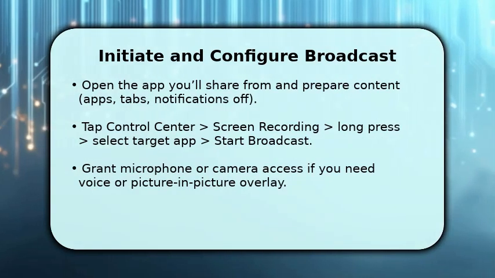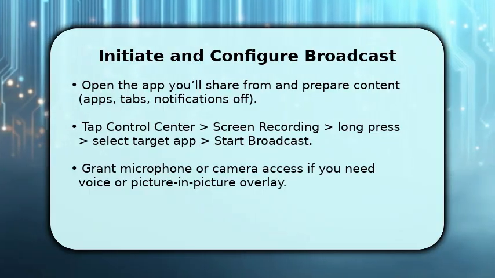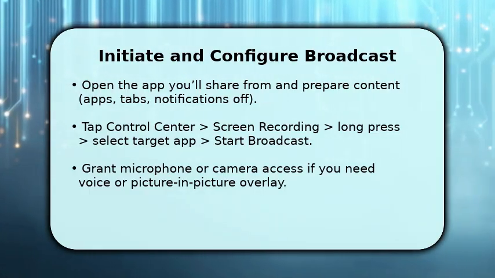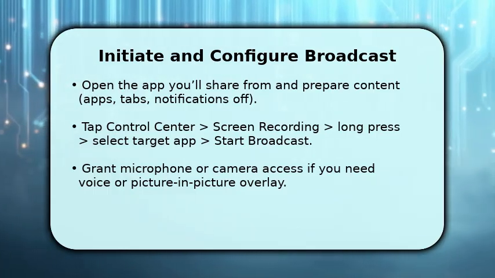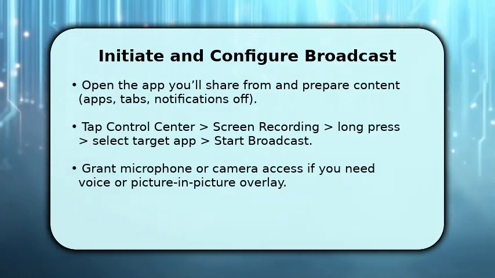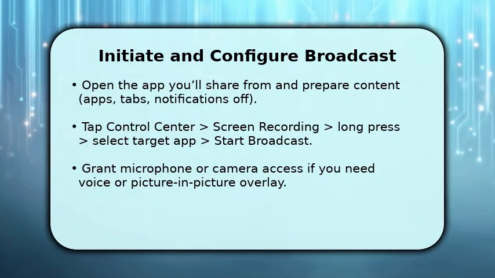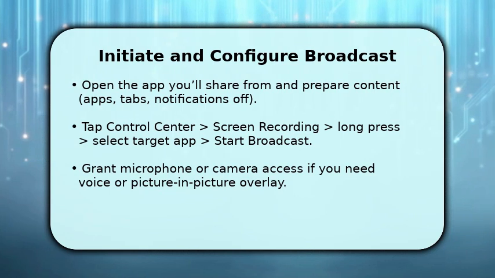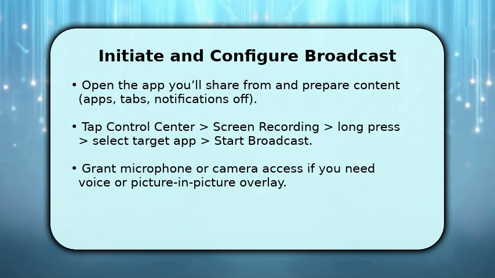Now you'll configure and start the actual broadcast so viewers see exactly what you intend. Close or silence apps that might show private alerts. Open the app or screen you'll demonstrate. Swipe to Control Center, press and hold the screen recording icon, then pick the meeting app or broadcast destination and tap Start Broadcast. If you want to narrate, enable microphone audio. If you need a camera overlay, grant camera access. You'll notice a red status bar or pill indicating recording is live. That confirms the stream is active.